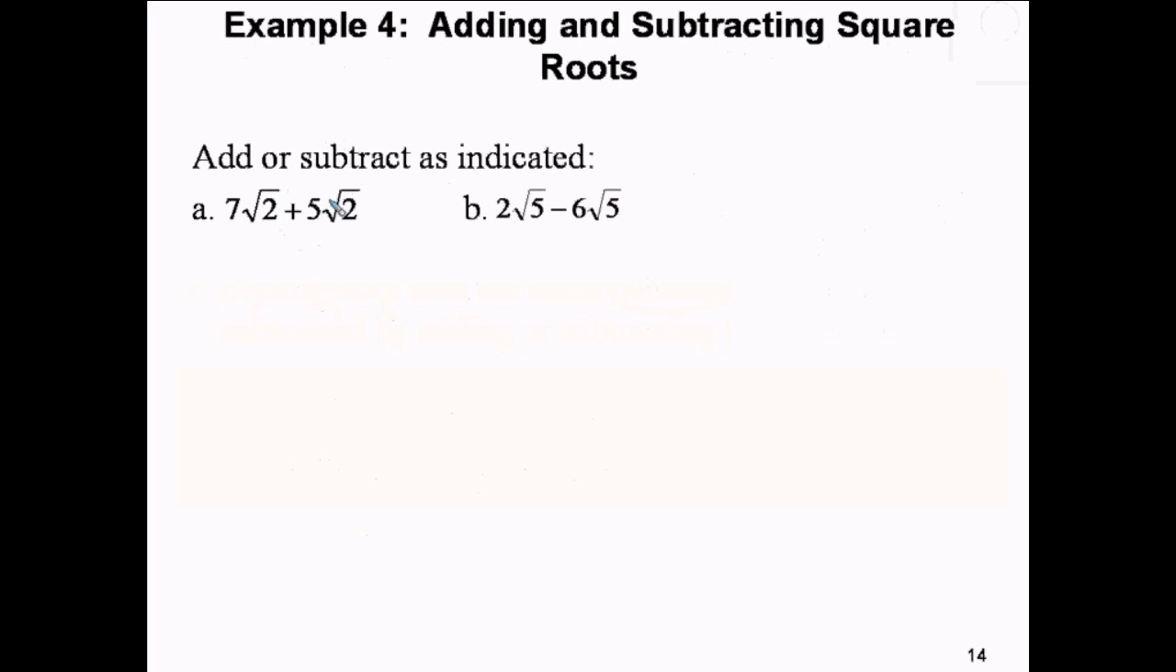7 times the square root of 2 plus 5 times the square root of 2 will give me 12 times the square root of 2. 2 square root of 5 minus 6 square root of 5 will give me negative 4 square root of 5. So as long as they match, you just add and subtract the coefficients. It's very nice that way.